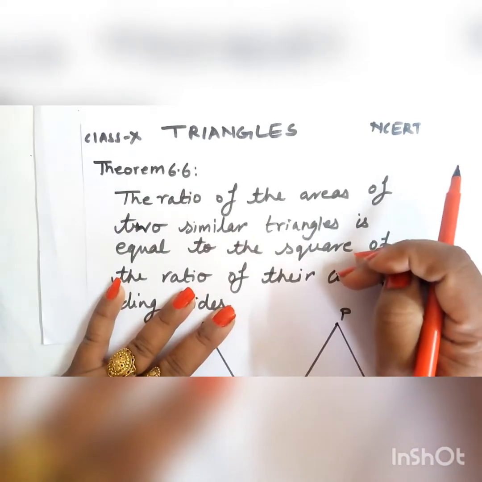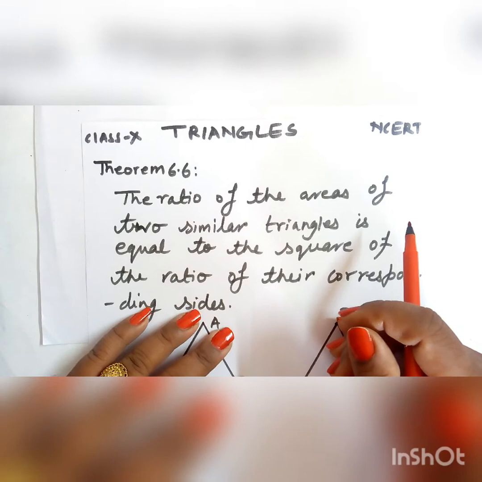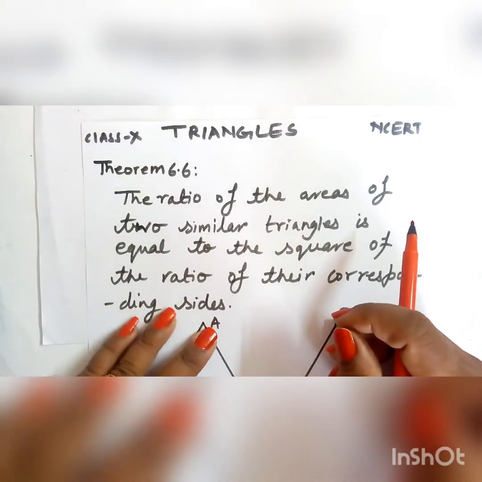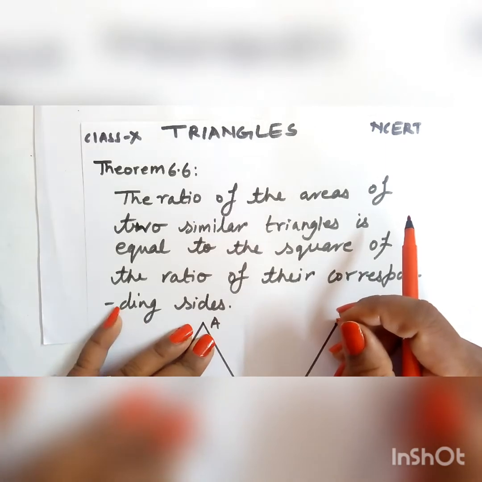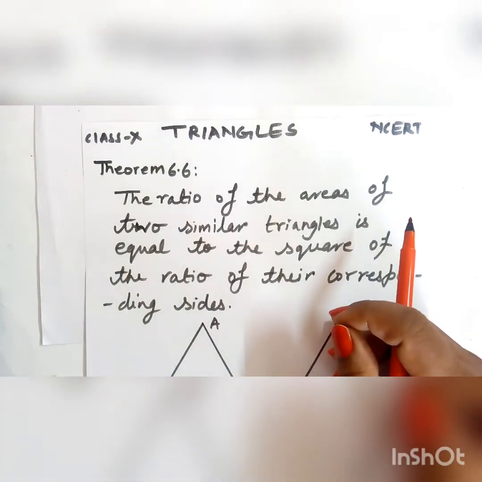Hello students. First of all, we are going to discuss a theorem, theorem number 6.6 given in NCERT. It is regarding the ratio of areas of two similar triangles, triangles that are already similar. The proof of this theorem is deleted for this year, 2021.